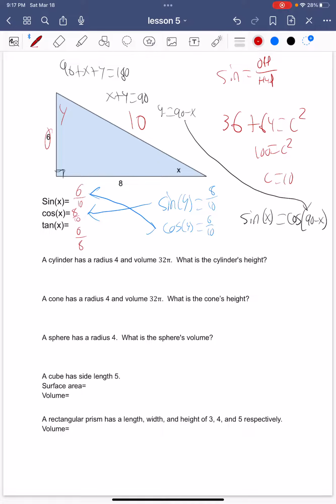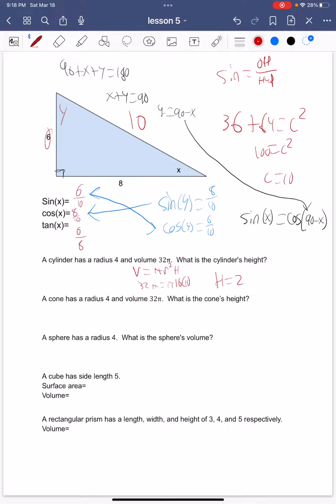A cylinder has radius 4 and volume 32 pi. What is its height? So we know that the volume of a cylinder equals pi r squared h. So 32 pi equals pi r squared, which is 4 squared, is 16, times h. If we divide by 16 pi, we get h equals 2.